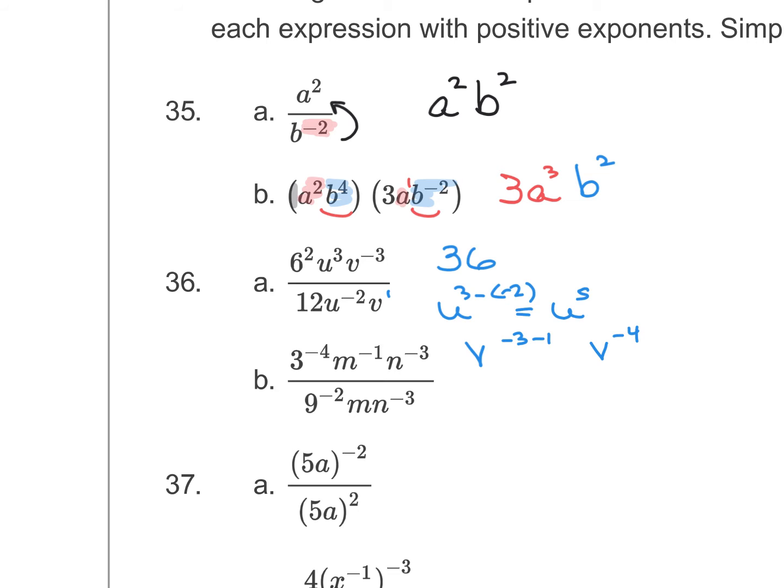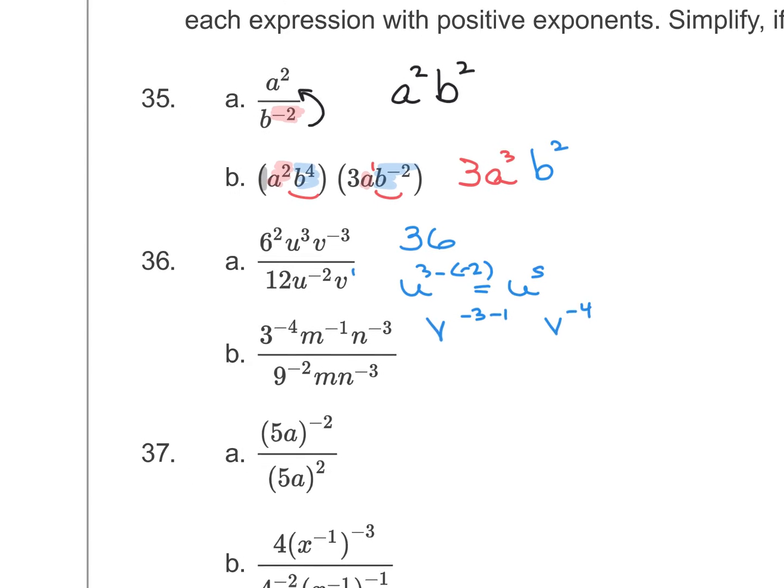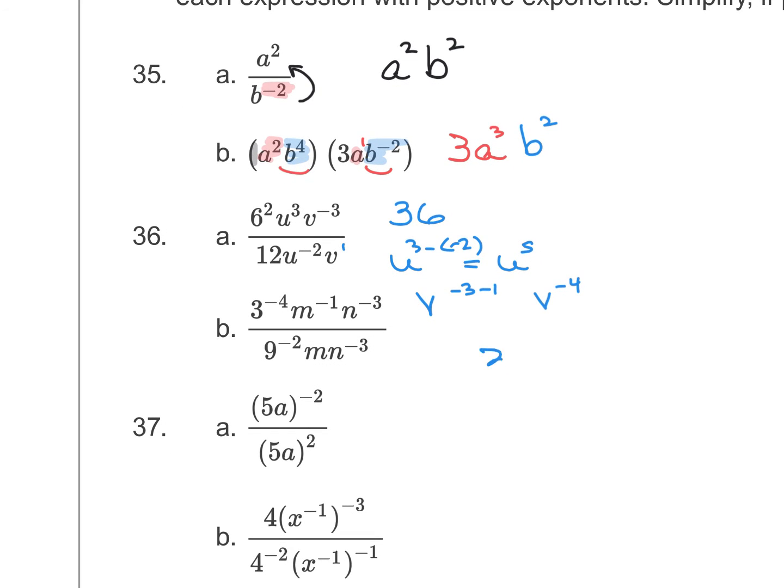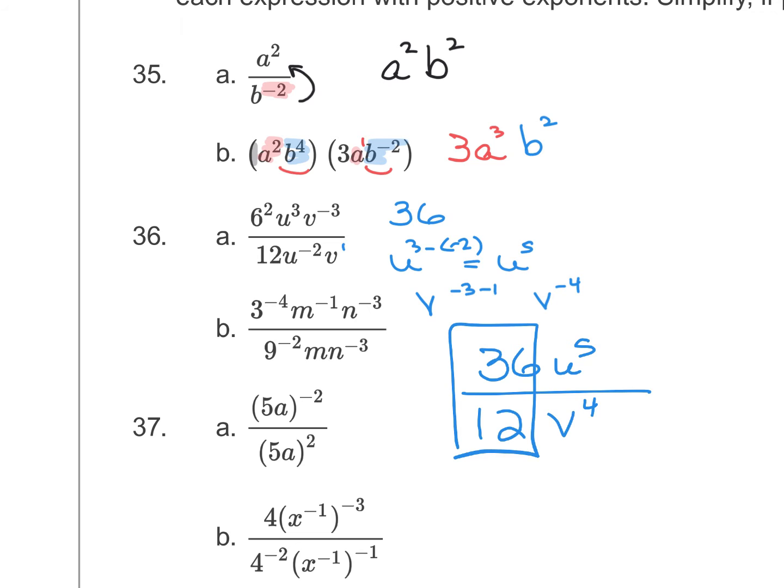So I can go ahead now and put all of this together. So now in the numerator I have a 36. The denominator I still have the 12. The u goes to the top. The v is in the bottom. And then I just have to simplify the 36 over 12, which gives me 3 u to the 5th, v to the 4th.